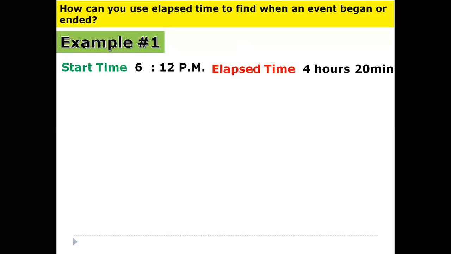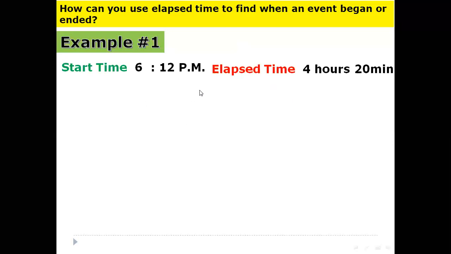You can do that mentally, by the way. It started at 6, it lasted 4 hours. So you can count 6, 7, 8, 9, 10. So we know the hour is 10, and the minutes are 12 minutes plus 20 minutes, which is 32 minutes. So we found it mentally.